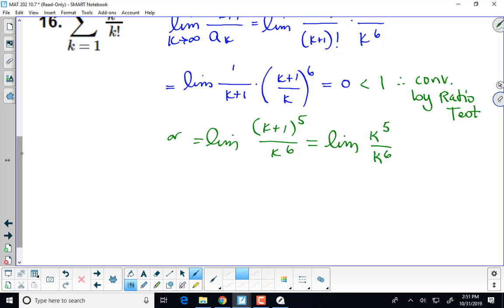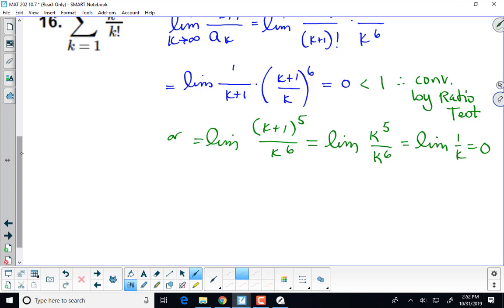Yeah. So you could write that. Now, if you were to FOIL it all out, you'd have a polynomial with a leading term of k to the 5th. That k to the 5th term dominates. And so then this would be the same thing as the limit of 1 over k, which is 0.